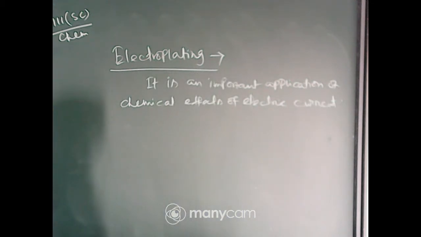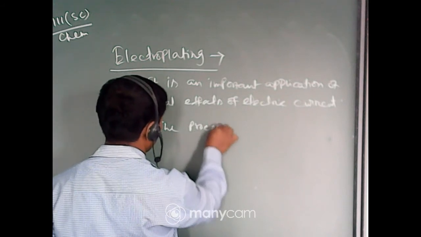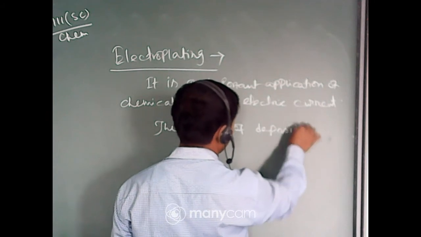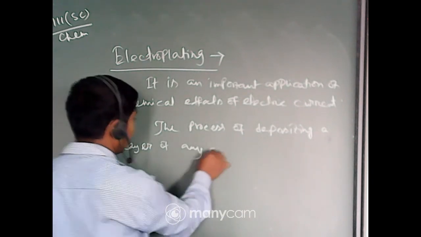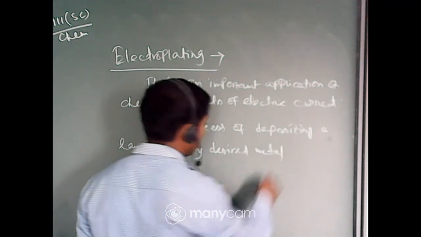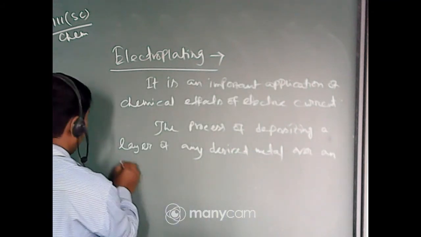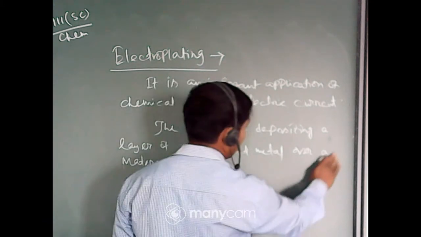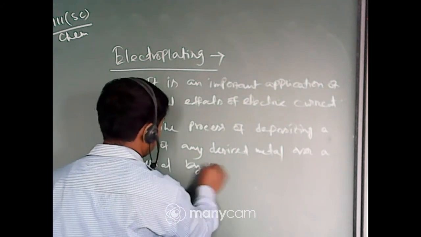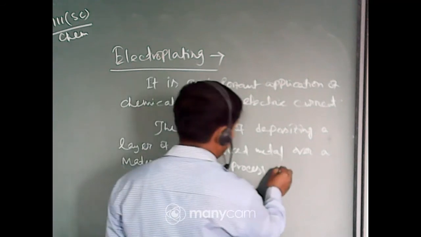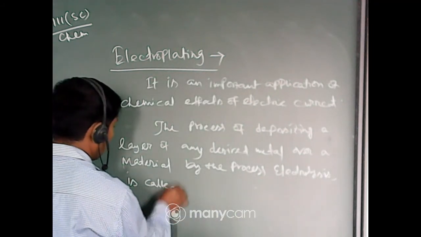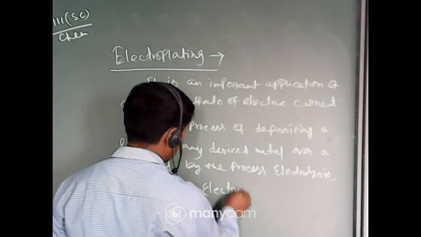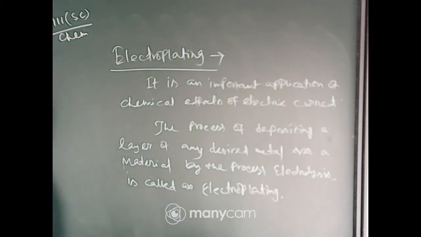What is the definition? We can define electroplating in that manner: the process of depositing a layer of any desired metal over an article or over a material by the process of electrolysis, is called as electroplating. Write it down, the definition.